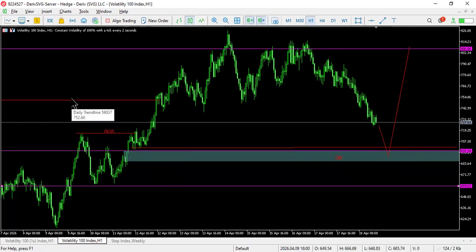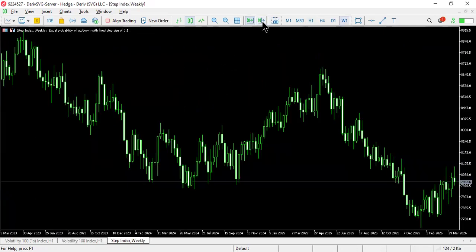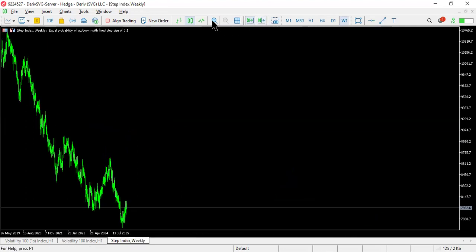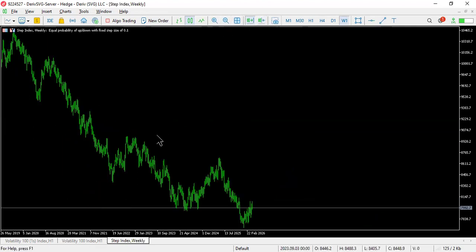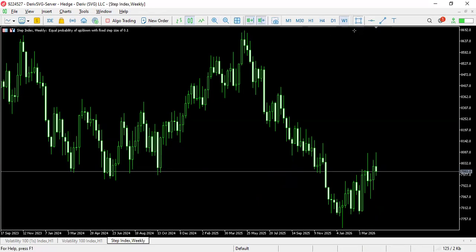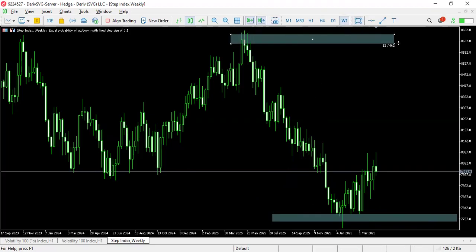So that's pretty much it from volatility 100, heading over to step index. So step index, if you minimize, you can see that price is in a downtrend as we are forming lower lows and lower highs. Now we do have a demand that is forming down here, and then our supply zone up there, but price is far from that level.